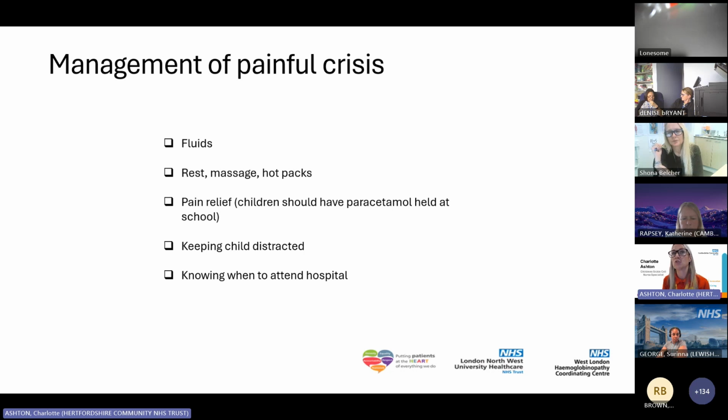But of course, the parents should sign your consent form. We have a low threshold for giving pain relief because pain can be extremely severe and can escalate quickly. Keeping the child distracted, knowing when to attend hospital, and all I ask is avoid ice packs, because obviously that can then be a trigger for a crisis.